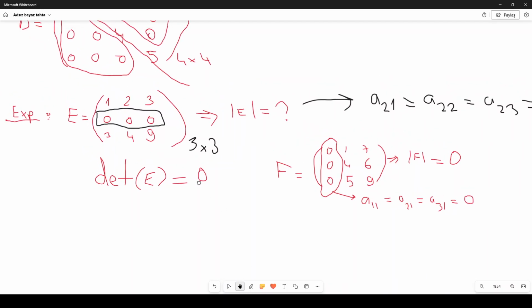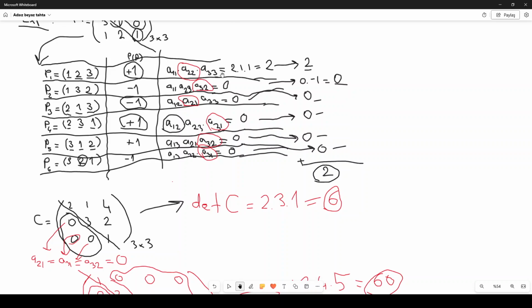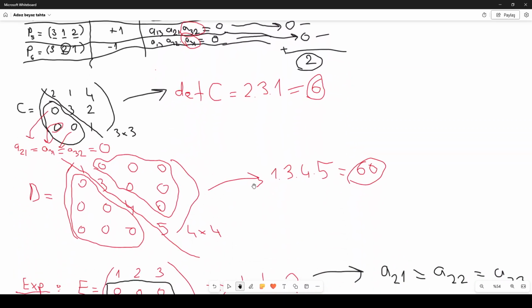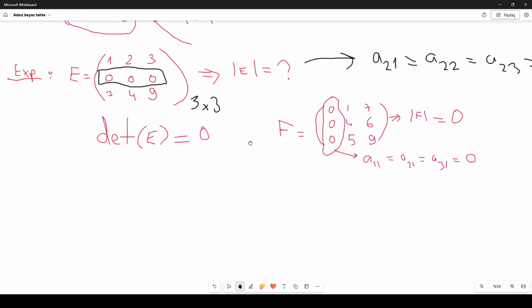So in the case of a given lower triangular matrix, upper triangular, or a diagonal matrix, or a matrix which has a 0 row or a 0 column, these are important observations that we should make.